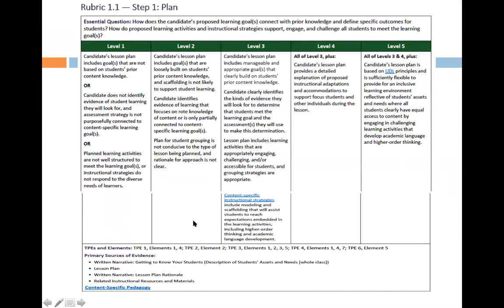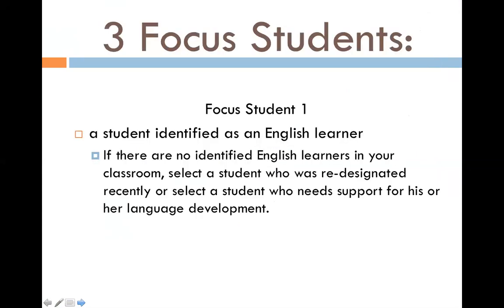Okay. I wonder if we should go back to the 3 focus students? It's going to come up here because they're going to walk through them all. The 3 focus students are right here. I didn't remember where it's at.